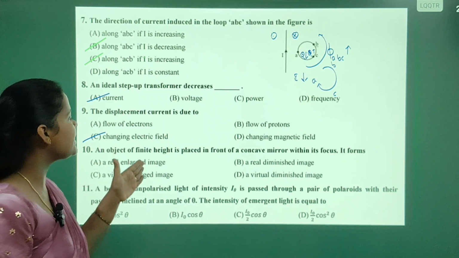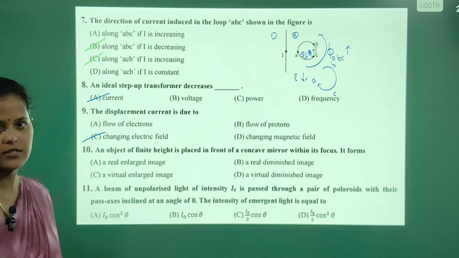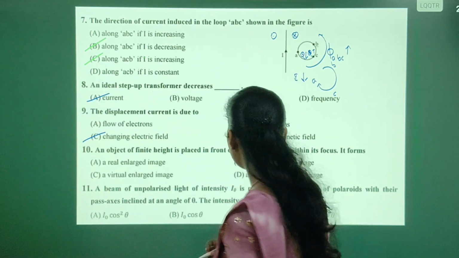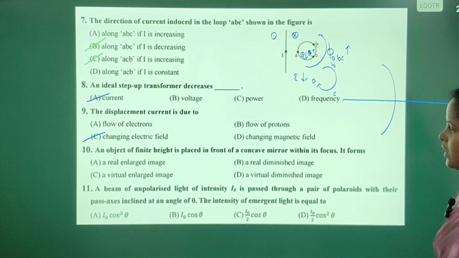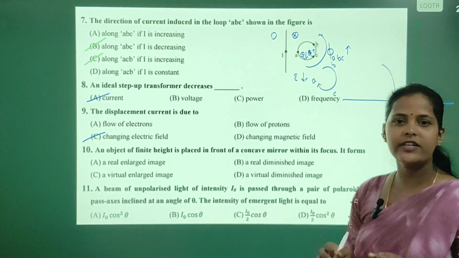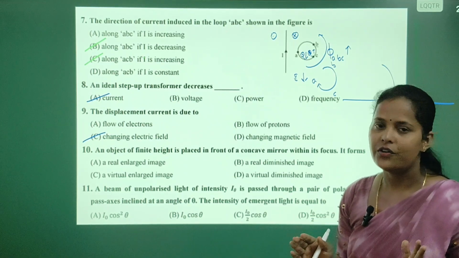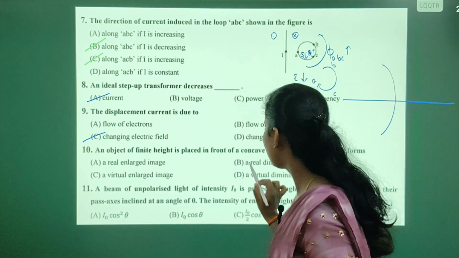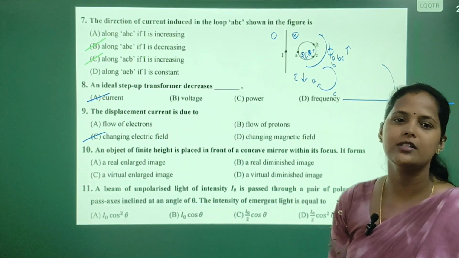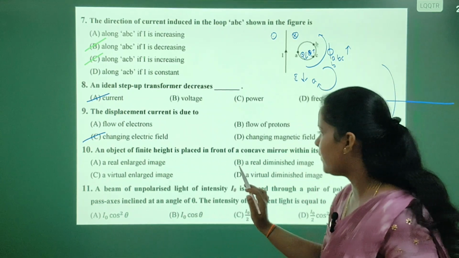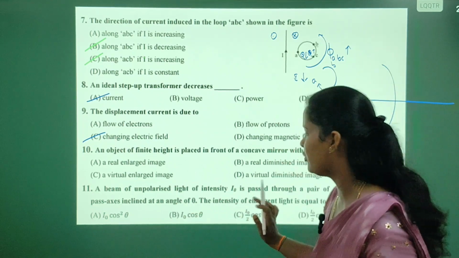An object of finite height is placed in front of a concave mirror within its focus. Here, I am taking the concave mirror. We know that in the concave mirror, we will get virtual images. Here we have to use the elimination method. Real and enlarged image and real and diminished image are given, but a concave mirror every time will give the virtual image here. So we can neglect option A and option B.